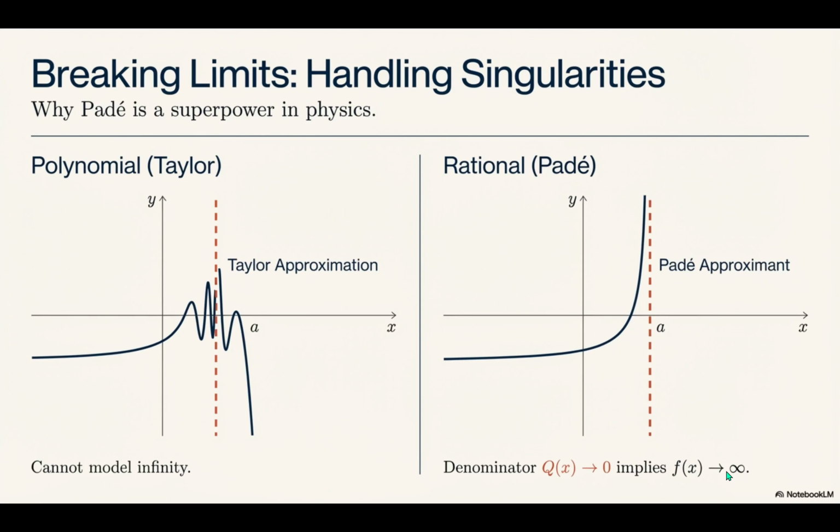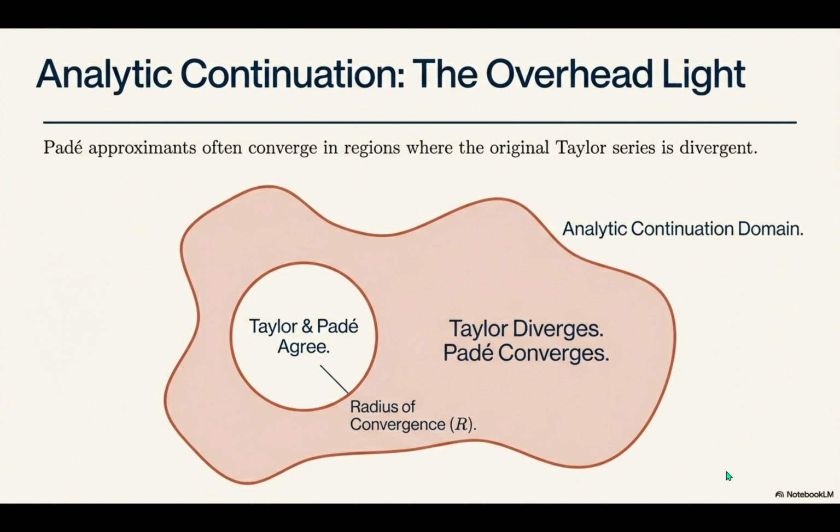You could be analyzing a data set with a Taylor series, see nothing but a smooth curve, and be totally unaware that you're about to hit a wall. The Pade approximant acts like a radar. It detects the cliff before you fall off. This leads to that fascinating concept of analytic continuation. The notes talk about a radius of confidence.